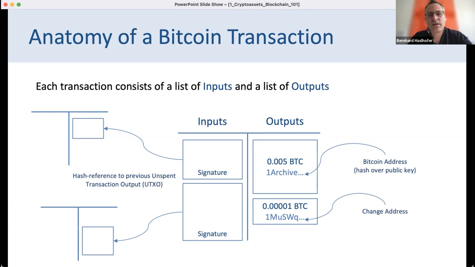That means if I create a new transaction like this one, I have to sign on the input side in order to reuse the previous unspent transaction outputs of previous transactions. And as you saw before in this demo, the system automatically assigned a transaction fee, and the transaction fee is automatically computed by the sum of inputs minus the sum of outputs. So this is how a Bitcoin transaction looks like, and this should also explain why it's called unspent transaction output.